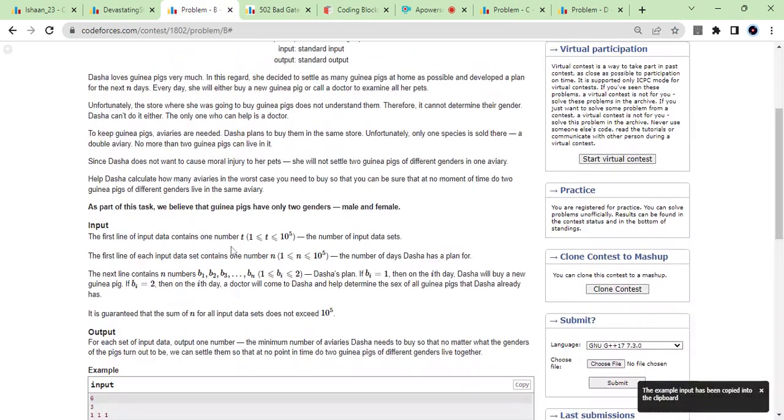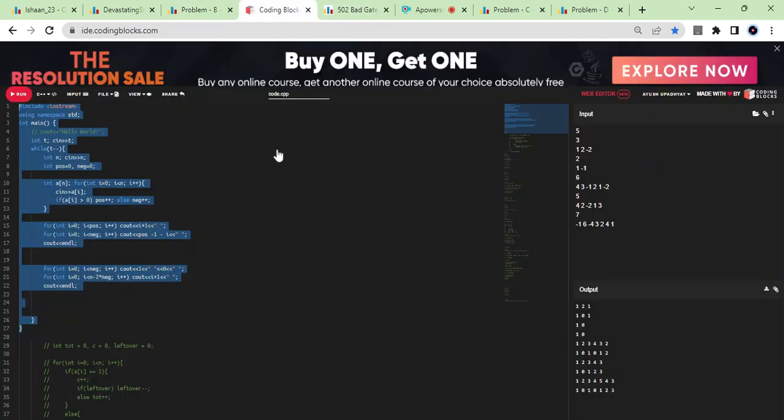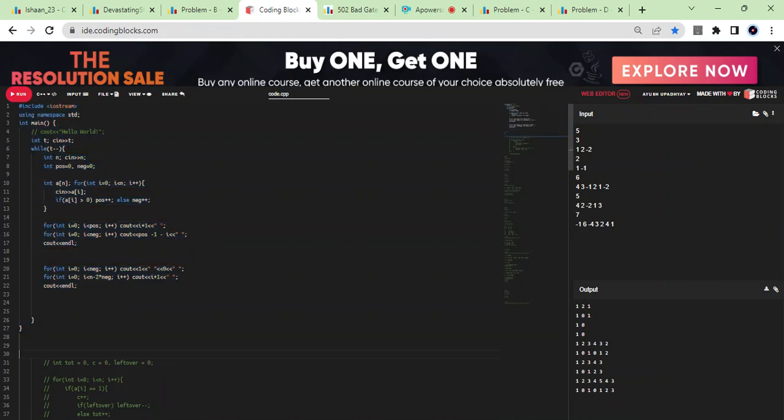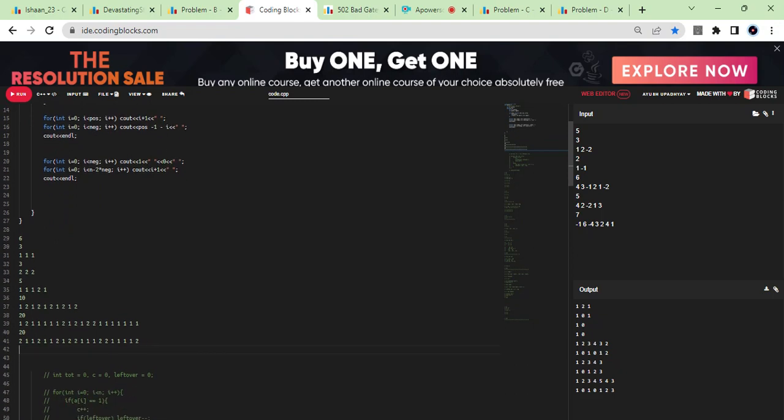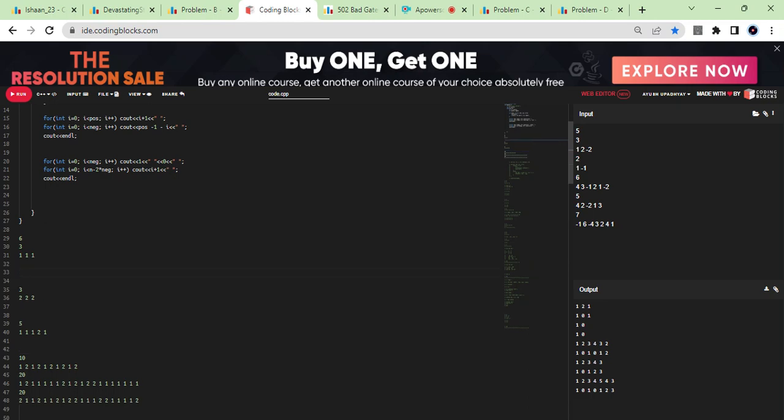I know the problem statement contains so many things, but the biggest and most important thing is the box condition: a box can store two pigs of the same type. Now, what is the role of the doctor? The doctor is basically telling you the gender of the pig. So let's start with this one.